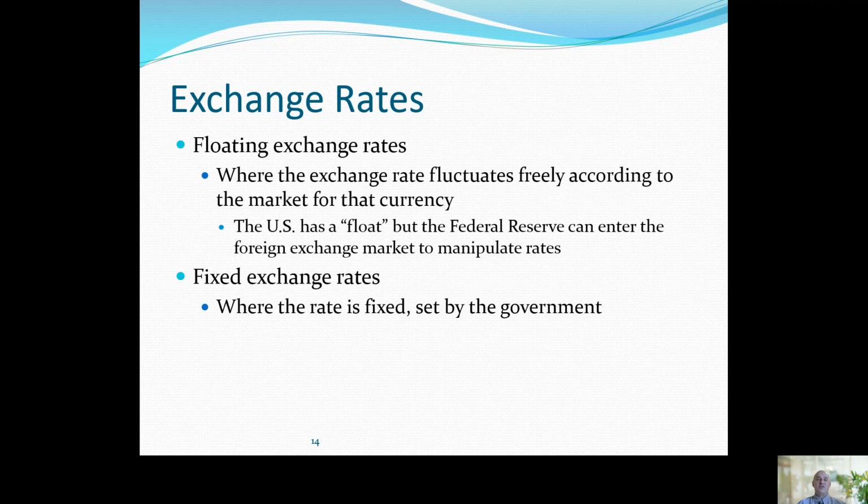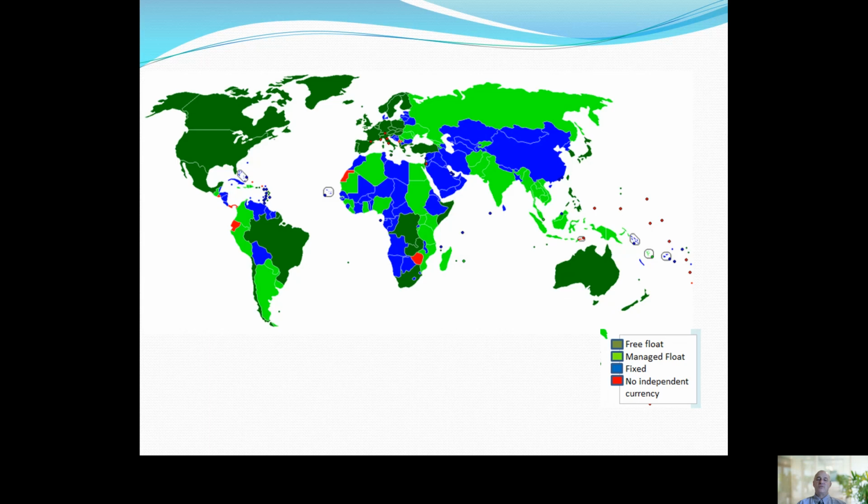Again, I don't want you to get lost in the mechanics of how that happens, but I do want you to recognize that around the world, much of the world has either a free or a managed kind of float. There are some fixed exchange rates around the world, but much of the developed world has some kind of floating or managed float mechanism.